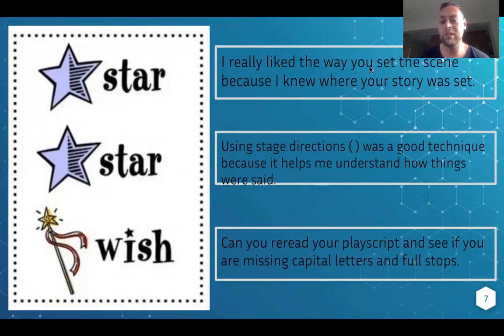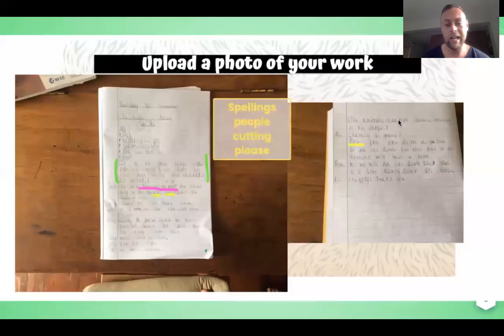I really like the way you set the scene because I knew where your story was set. 2 star. Using stage directions in brackets was a good technique because it helps me to understand how things were said. And then my wish. I don't want to say nothing. I want to give him something to improve on. Can you reread your play script and see if you are missing capital letters and full stops? Because when I was reading it, I noticed there were quite a few missing. So I wonder if this person could then go away and edit it to make it a little bit more successful. Let's take another look at an example here.